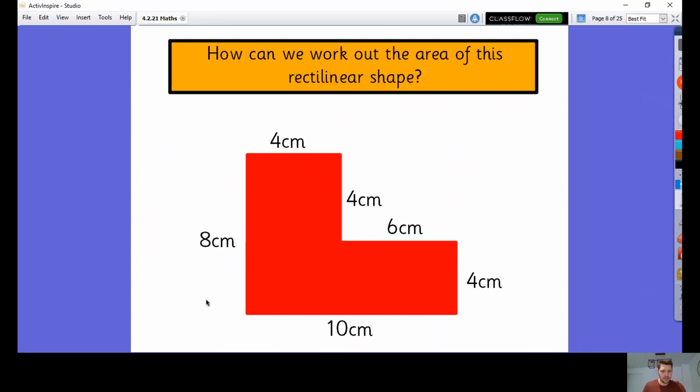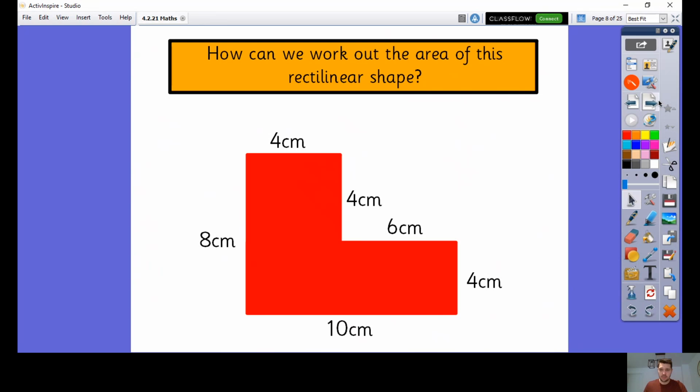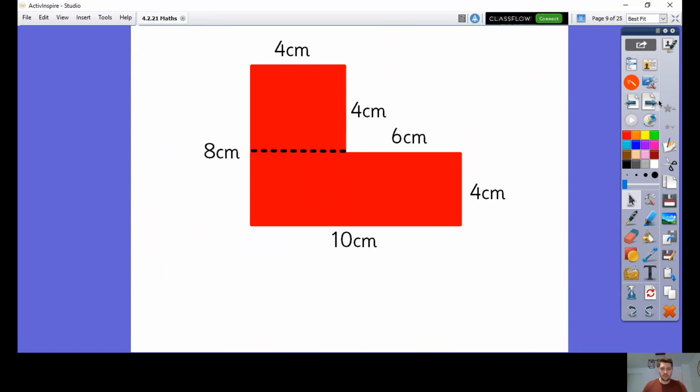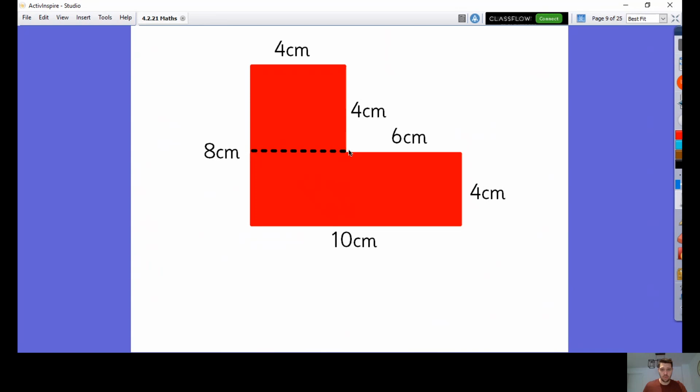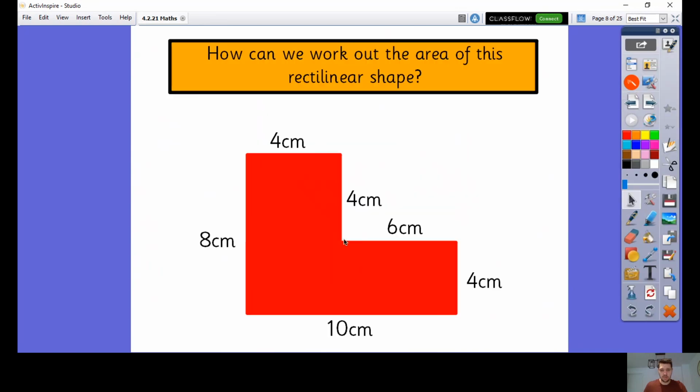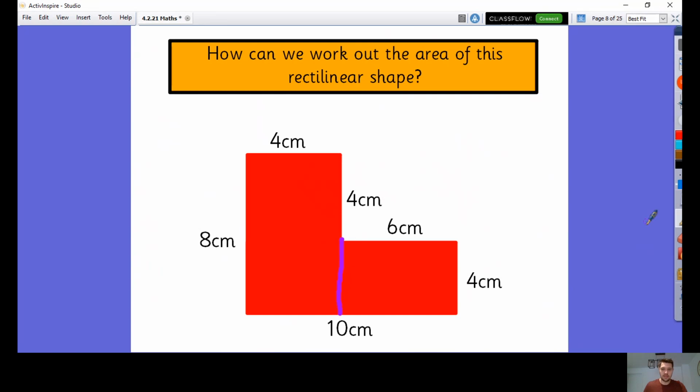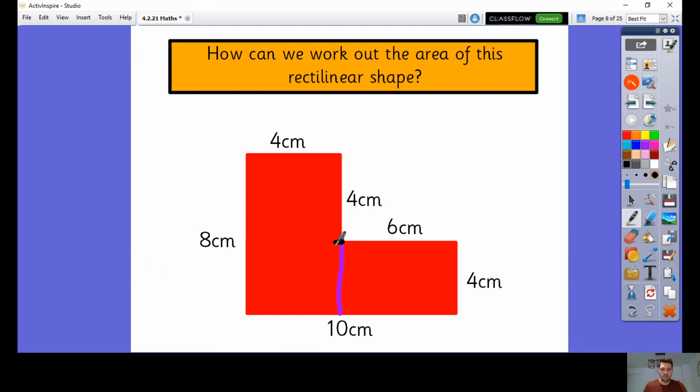However, if I were to do 8 times 10, that would be giving me the area for all of this shape, because it would be 8 all the way up and 10 all the way across. But my shape doesn't go the whole way across, it stops at 4 centimeters. So what we need to do is split it. You could either draw a line going down, let me take you back, so we could draw a line here and split it this way, or like you're about to see, we can draw the line going across.